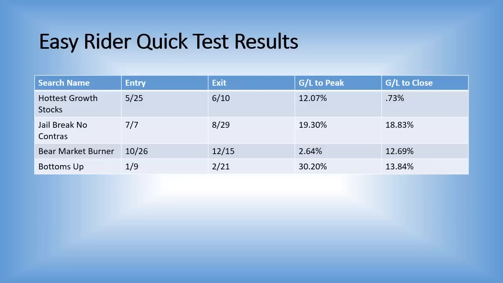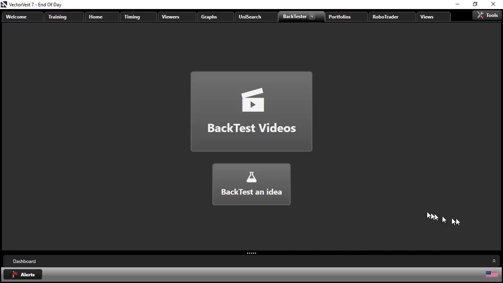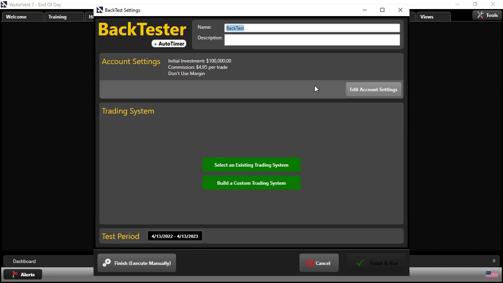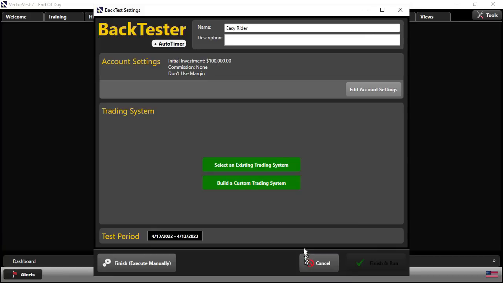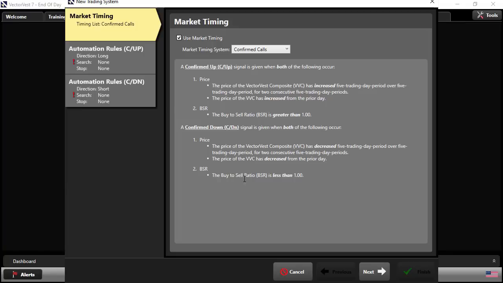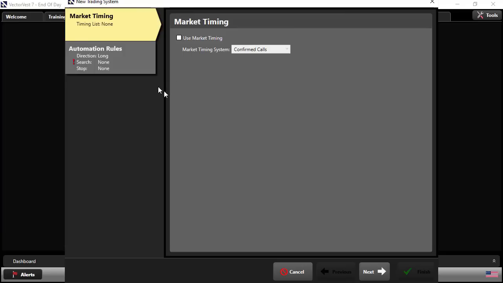So let's move into the back tester and let us set it up. So let's back test an idea. And let's call this Easy Rider. On the account settings, let's take off commissions. We're going to execute our buying and sells orders at the next day's open. We're going to build a custom trading system. And we're not going to use market timing signals.